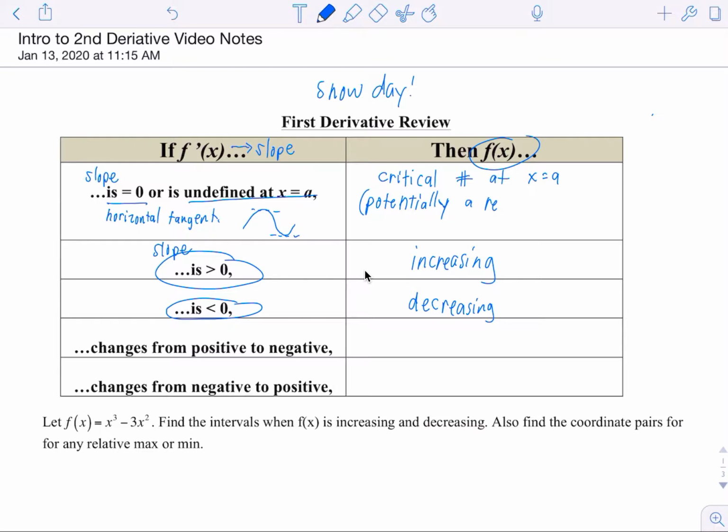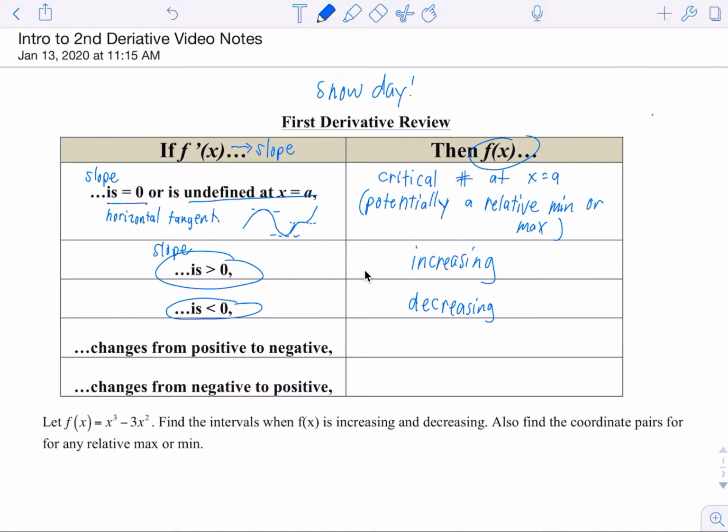relative min or max. Okay, potentially. And I say potentially because don't we also have graphs that go like this, flatten out, and then go back up? Right here is also a horizontal tangent, slope 0. But this point is not a relative min or max.